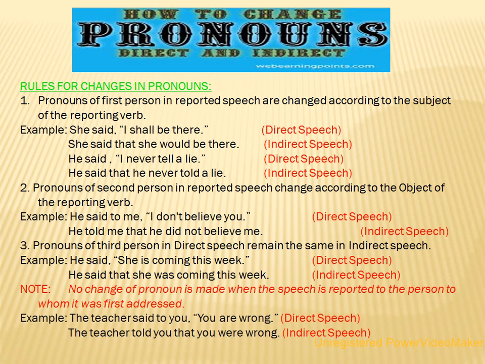The first rule is pronouns of first person in the reported speech are changed according to the subject of the reporting verb. So you have to keep in mind the subject of the reporting verb. Let's see here with example. She said, I shall be there. This is direct speech. Now let's observe the changes in pronouns. She said that she would be there. So here I changes to she.